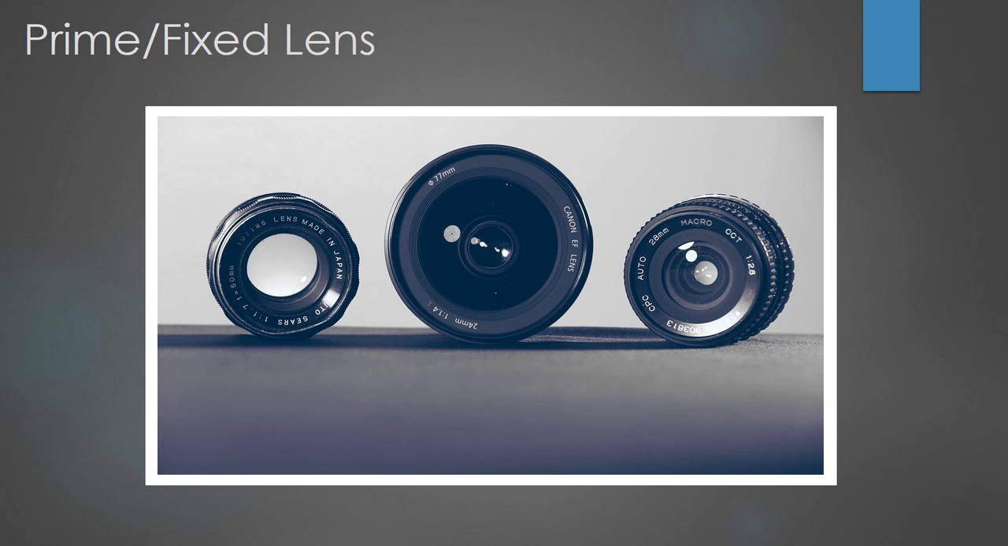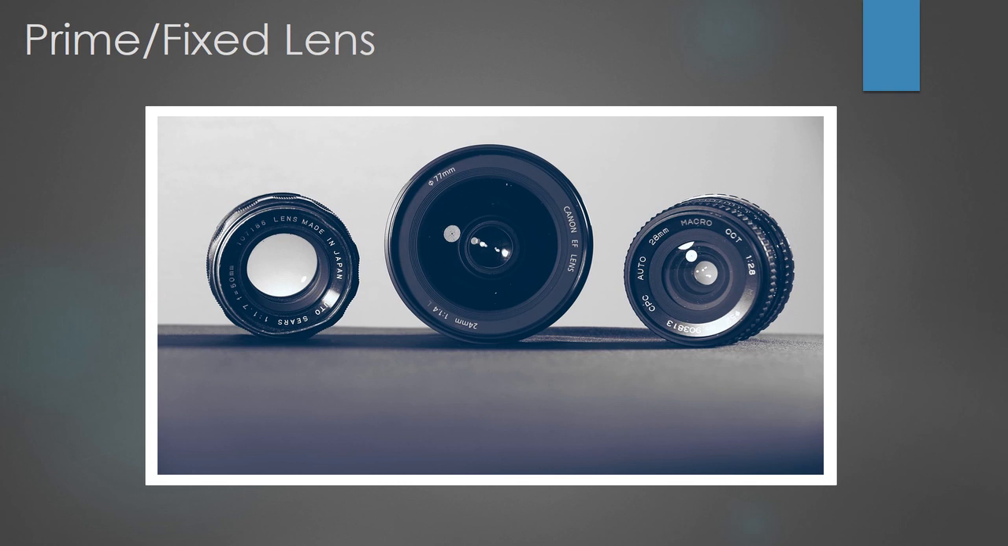Prime or fixed lenses tend to give you slightly sharper images, just because they're not losing any pixels when they zoom in. When you zoom in, what happens to the image? The pixels in the image stretch, and that's how the zoom in function works. With a fixed lens, you have to be the one actually moving to the subject, so you're not zooming in, and therefore there is no loss of image.